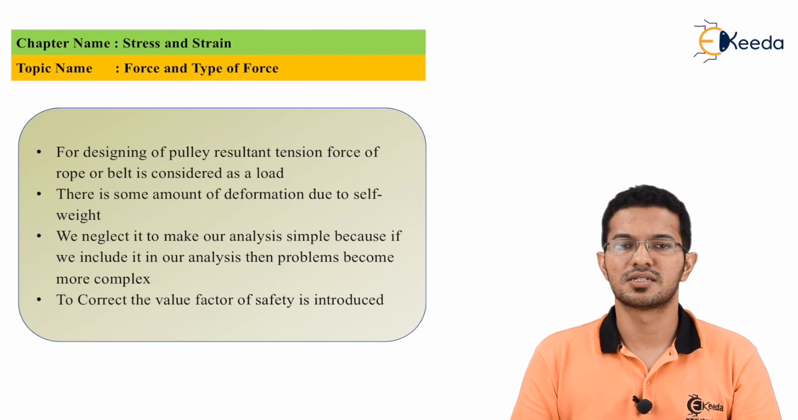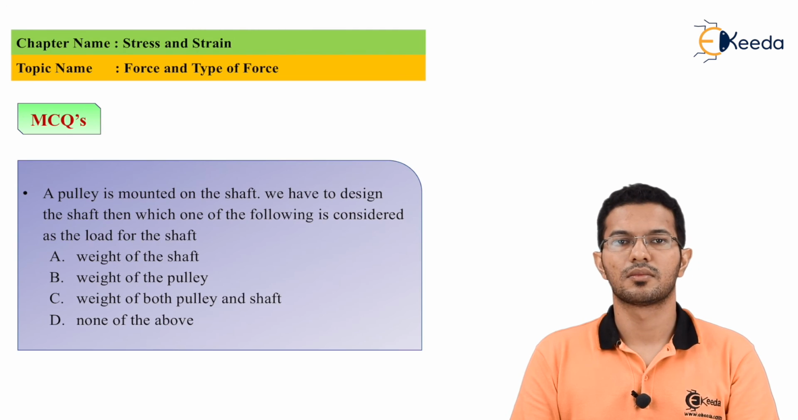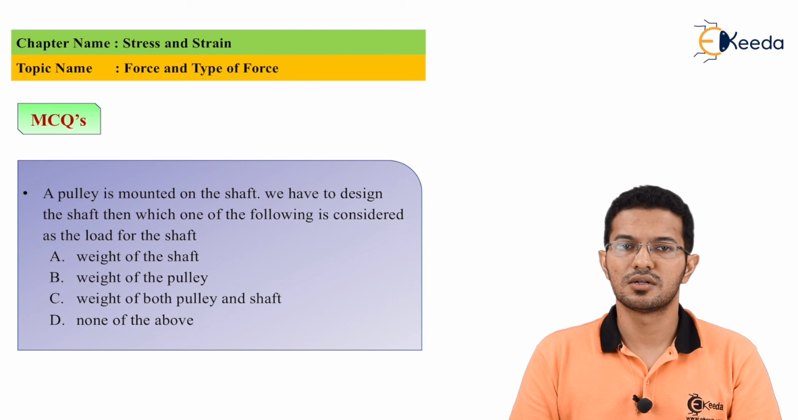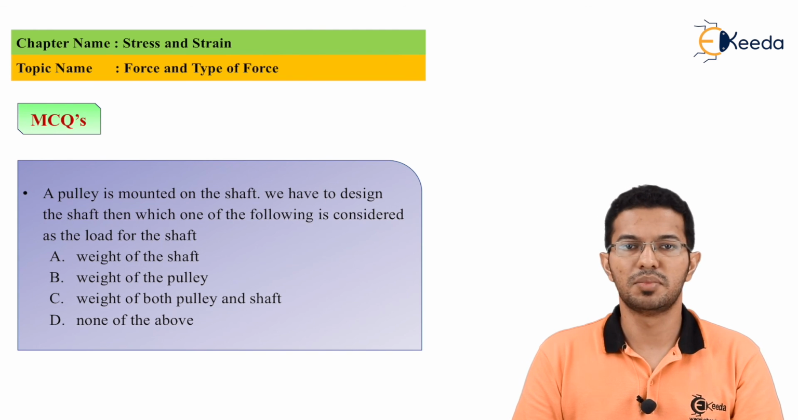Now, before ending this session, let's have some MCQs. It states that a pulley is mounted on the shaft. We must design the shaft, then which one of the following is considered as the load for the shaft? There are 4 options. Option A is weight of the shaft. Option B is weight of the pulley. Option C is weight of both pulley and the shaft. And option D, none of the above. The answer is weight of the pulley, because it is distributed all over the surface of the shaft. Hence, the answer to this question is option B.